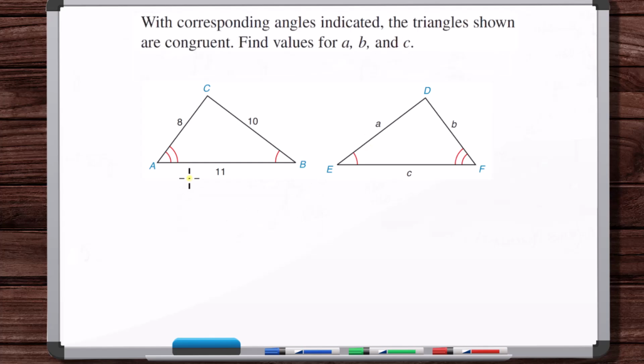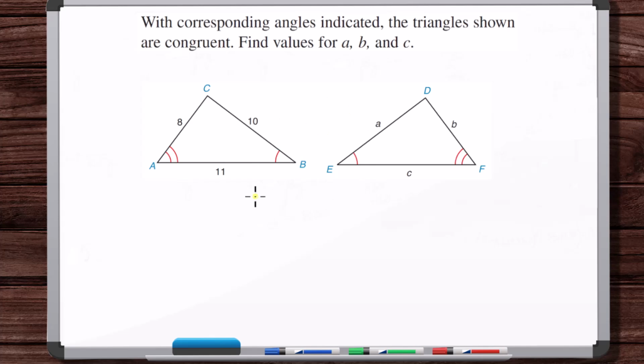Okay, same figure, different question. It says, with corresponding angles indicated, the triangles shown are congruent. Find the values for A, B, and C. Since we know that these two triangles are congruent, it's the exact same triangle, just reoriented differently. So all we need to do is figure out what side this corresponds to, and what side this corresponds to. Once we figure out what corresponds to what, we know that their measures are the same.